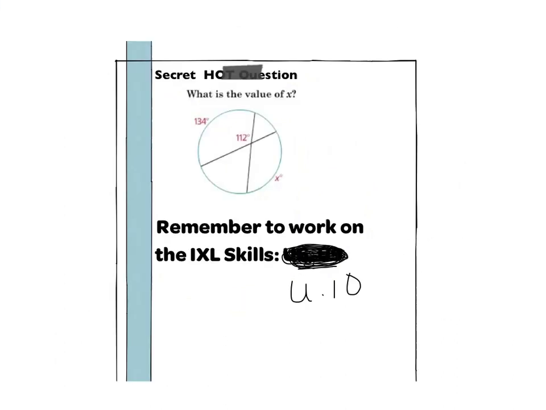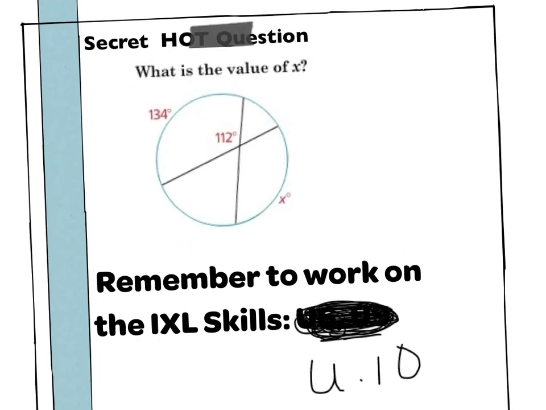Here's your final question for the evening, your secret hot question. It says, what is the value of x? This arc is 134, the arc measure. This angle here is 112, and over here, this arc is x. What is that value?